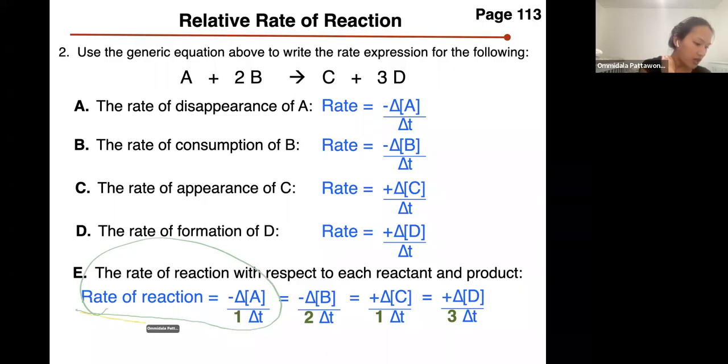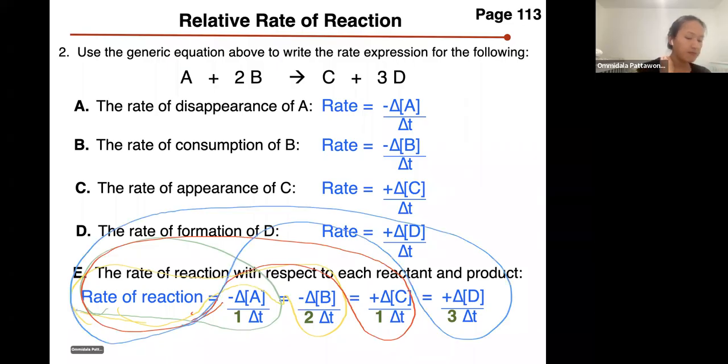So the rate of reaction equals B, and the rate of reaction is also equal to C. You can pair it up like that, or the rate of reaction equals D, so it's going to be equal to that. So you can use one of those.